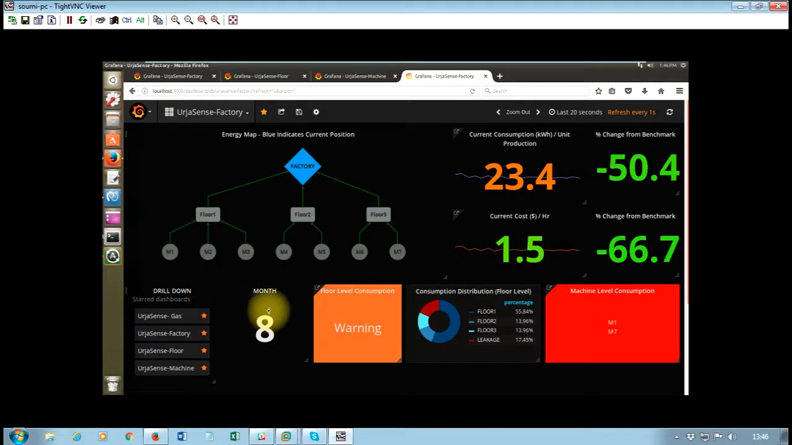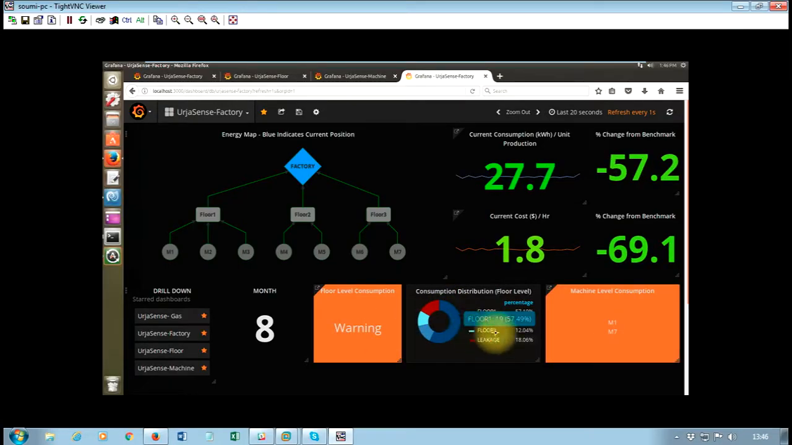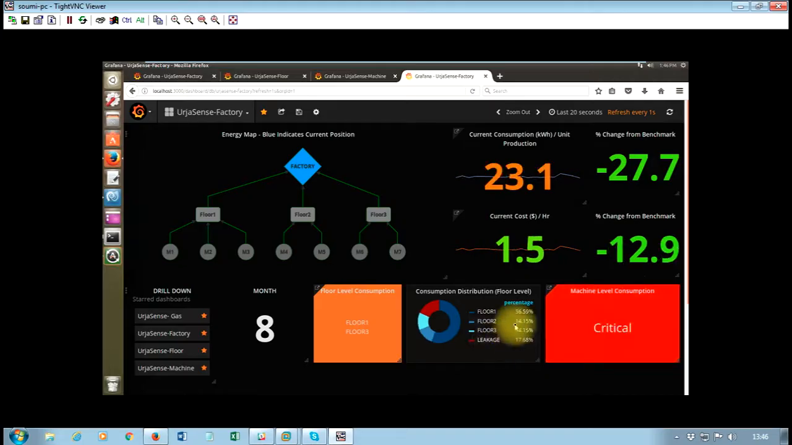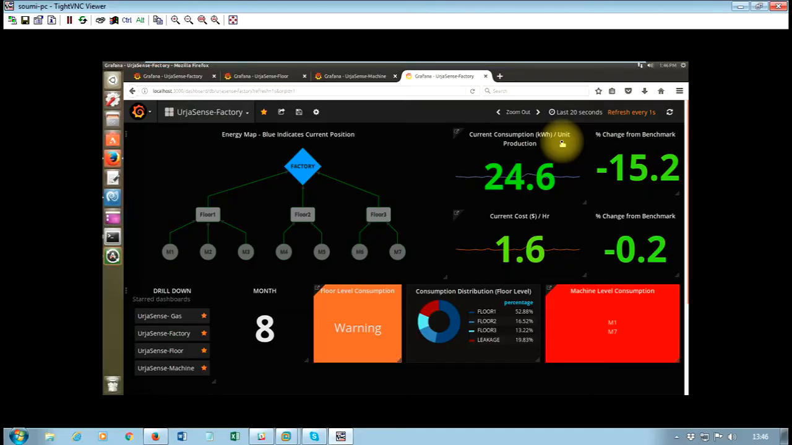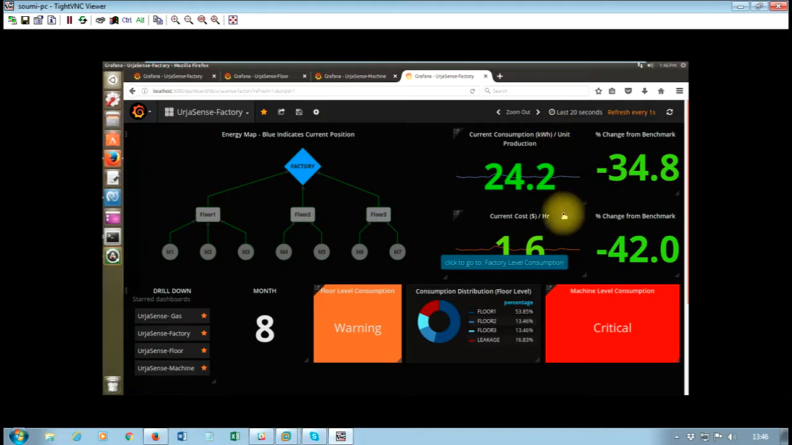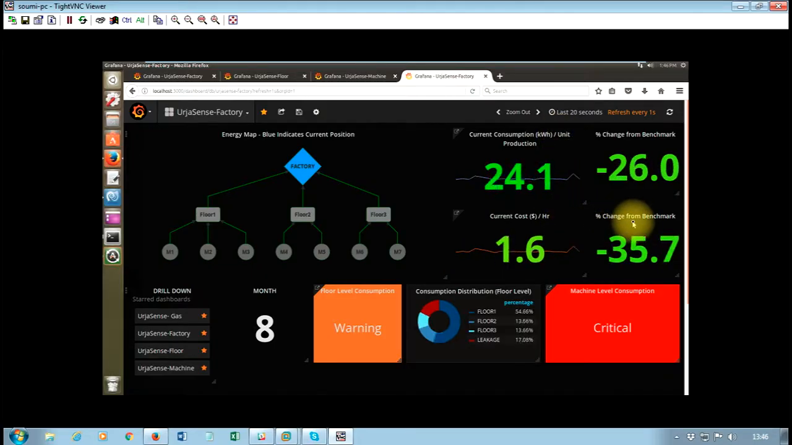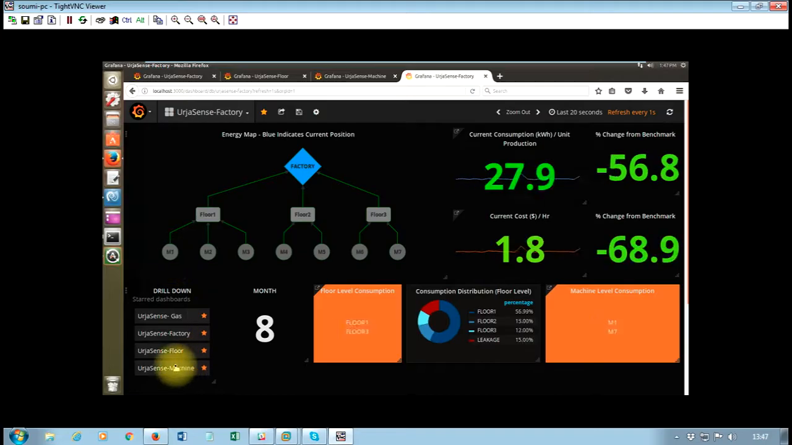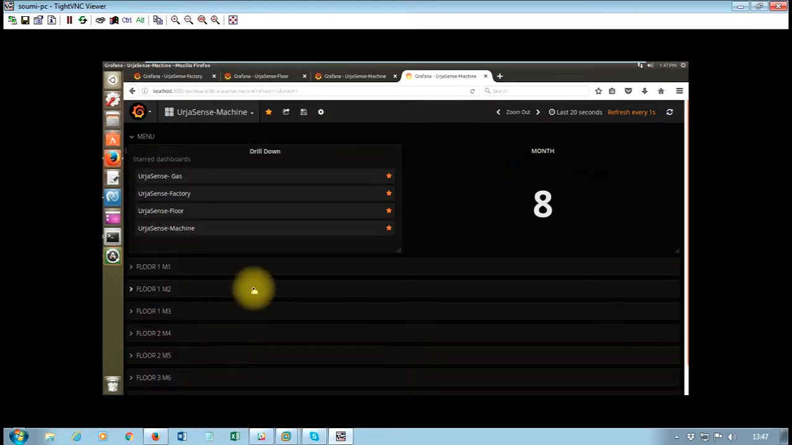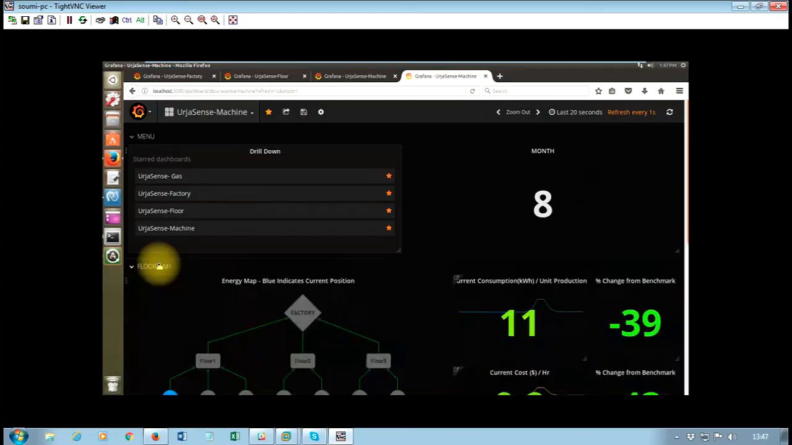This indicates that the month being displayed is August. This is the floor level consumption. This is a consumption distribution across the different floors, and the ones on the top show the current consumption in kilowatt hours per unit production, percentage change from benchmark, the current cost in dollars per hour, and the percentage change from benchmark. And you can see at the machine level there is a critical at M1 and M2. So you can go to the machine level dashboards and look at floor 1 M1 to see what is going on for this particular machine.